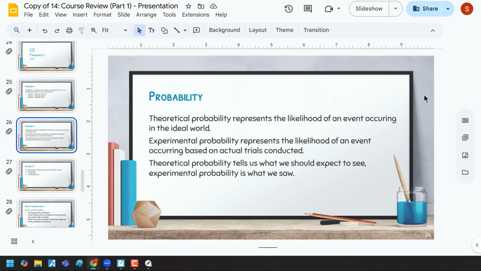Theoretical probability represents the likelihood of an event occurring in the ideal world. So theoretical is the one that we use our math to calculate the probability of something happening. Experimental probability represents the likelihood of an event occurring based on actual trials conducted. So this is when you've done experiments or you've recorded data and you've found out the chances of something happening based on your data. And then theoretical probability tells us what we should expect to see. Experimental probability is what we saw.